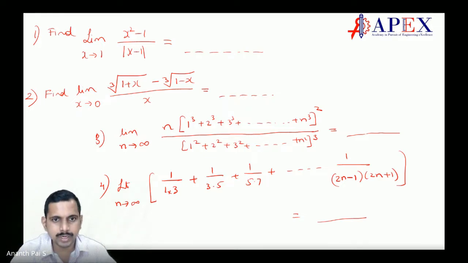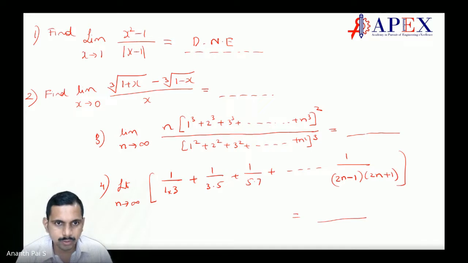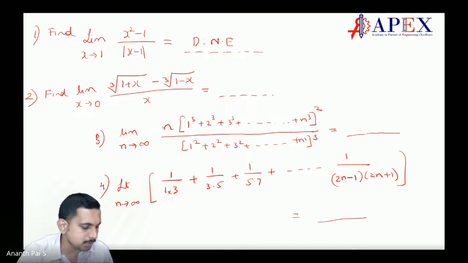The first one answer, students, does not exist. Not just because the modulus of x minus 1 is there. Do it and tell me what the right hand limit and the left hand limit are here.